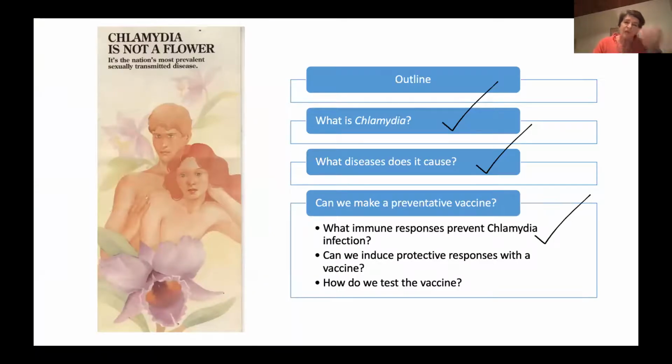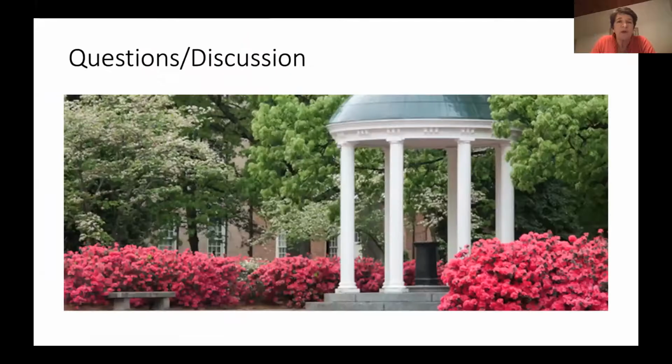So I've basically told you what chlamydia is, what diseases it causes, and I think we actually can make a preventative vaccine, now that there are platforms available to us that drive Th1 responses that inhibit chlamydia. And finally, if we get a vaccine, I think it would be very testable in young people who are concerned about their reproductive health. And I'll stop there and entertain any questions.